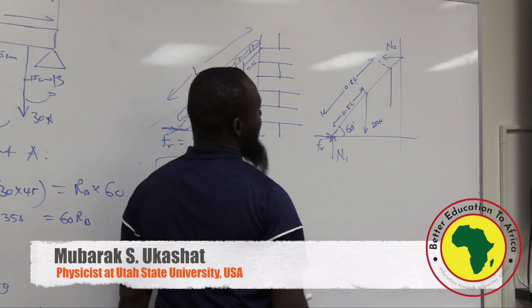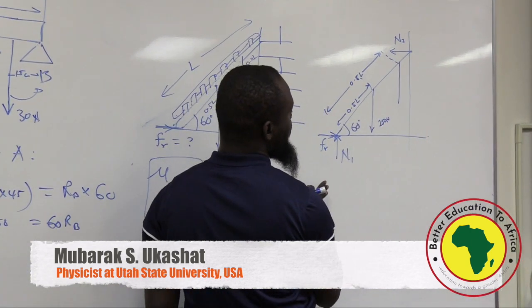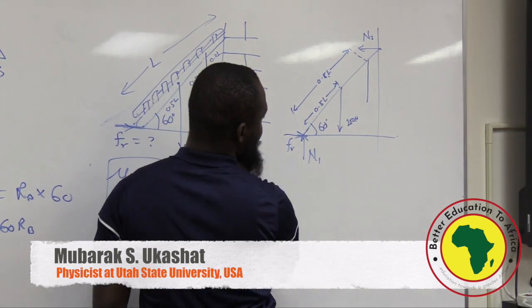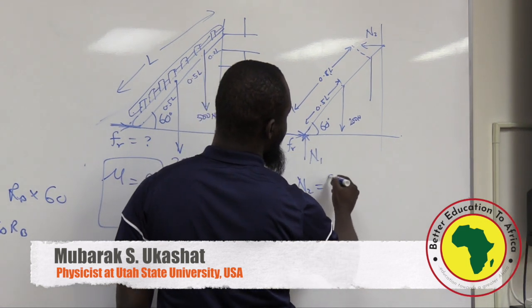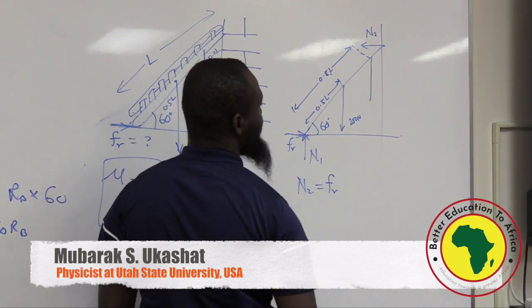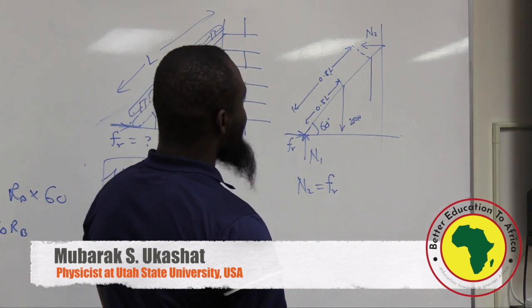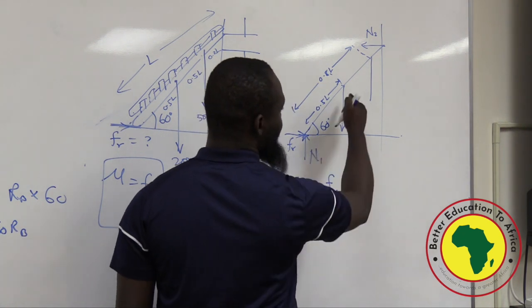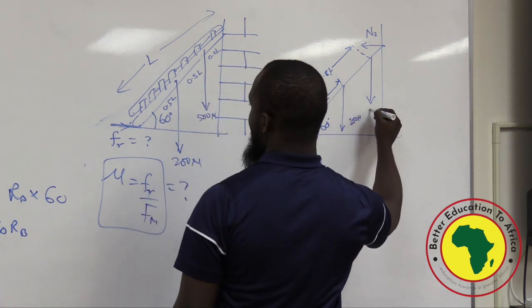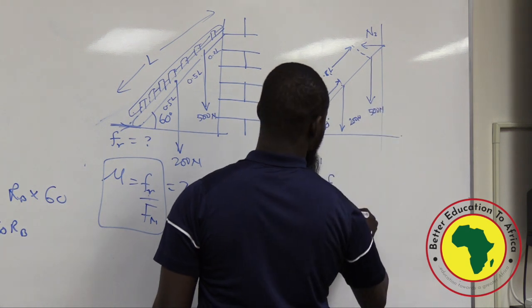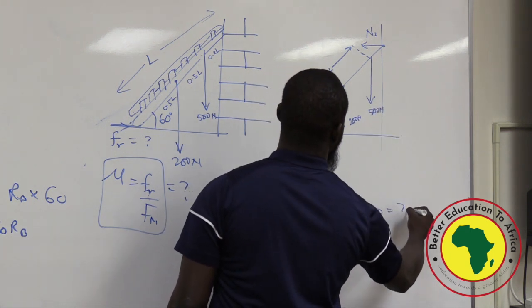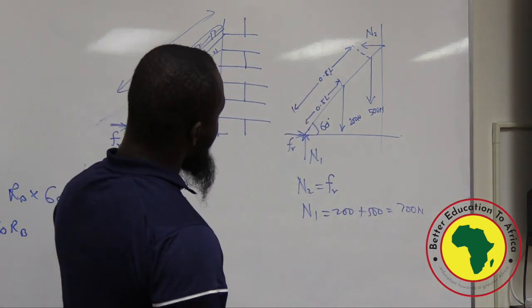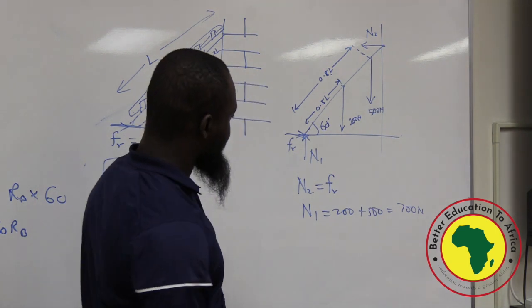Now, first of all, I'm going to apply the first law of equilibrium, the law of forces. N2 is coming this way, friction. So N2 must be equal to friction first. Okay? And then what else? N1 is going up, it must balance 200 plus this guy's weight, 500. So 200 plus 500, 700 Newton must be N1. So that's my normal force coming from the bottom. Okay? And N2 must balance my friction.